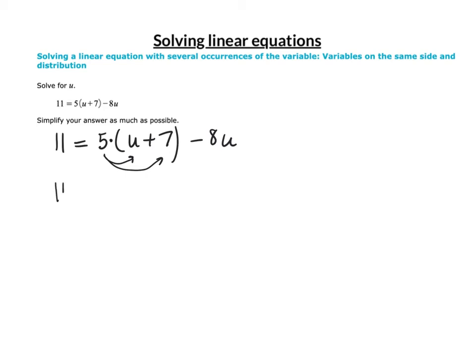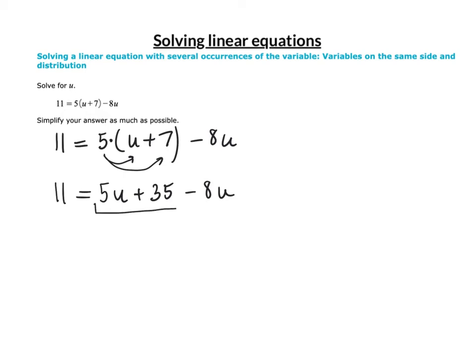So this is 11 equals 5 times u is 5u, which is still 5 times u, by the way. 5 times 7 is 35. And then I have that minus 8u afterward. Only what's in the parentheses gets multiplied by 5.